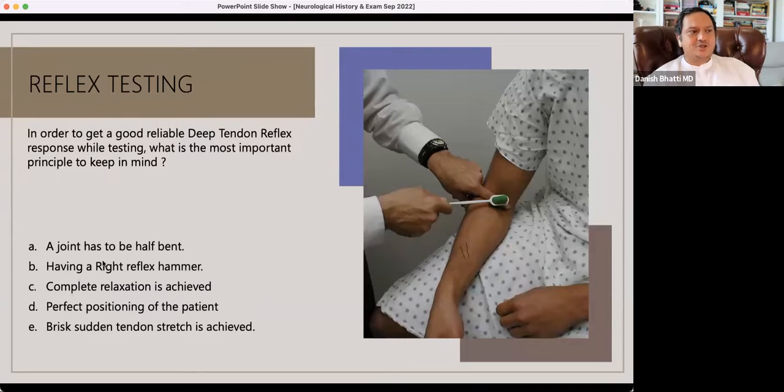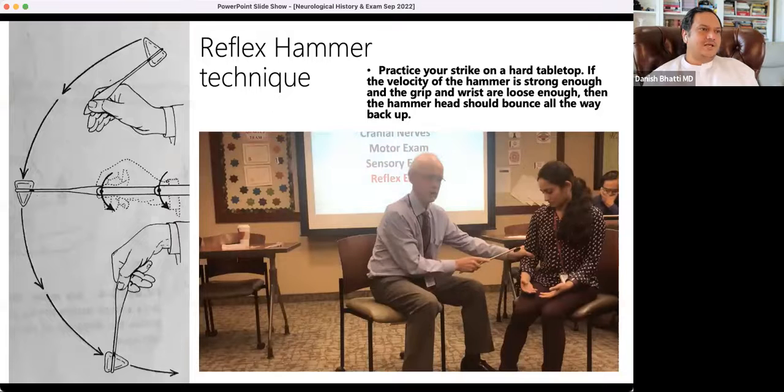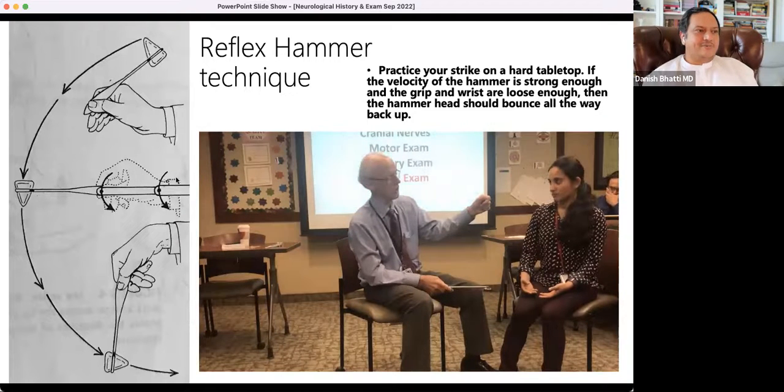or you're not striking strong enough, you don't have complete relaxation of the patient, or the patient is not positioned right. But whatever the reason, the problem in all of those situations is that you are not able to cause a brisk sudden tendon stretch, which will create a reflex. Otherwise, it will not create a reflex. That's where most people fail to get a reflex, and then the attending comes in and they can get a reflex. This is a proper reflex hammer tendon technique.